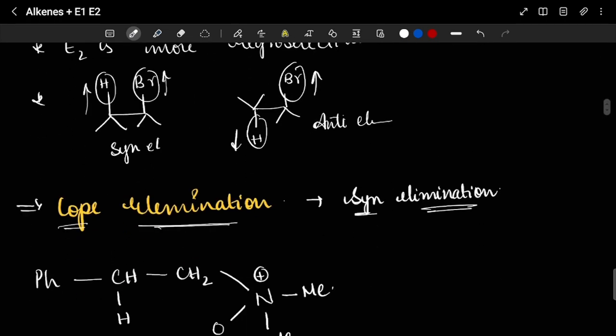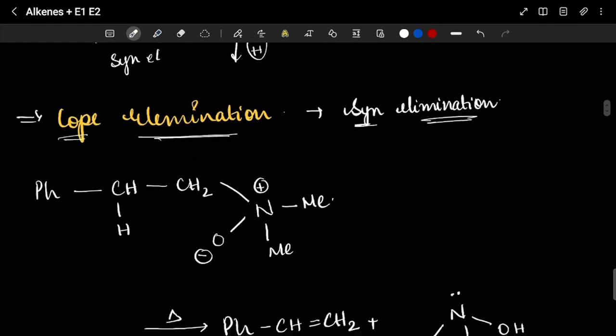So today, let us continue with the preparatory methods of alkenes. From the first, we were discussing preparatory methods of alkenes, and we have discussed only one reaction of it, that is dehydrohalogenation. So let's see the next reactions. The next one we have here is Cope elimination or Cope reaction. So what is Cope elimination?